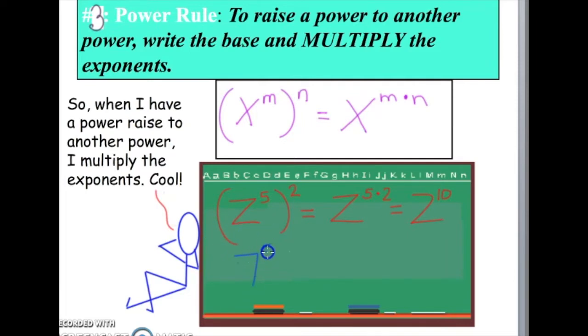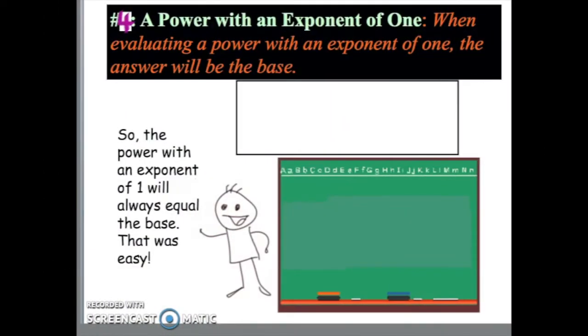7 to the 5th power is being raised by the 3rd power. Write out the base, so 7, and multiply my exponents. 5 times 3, which will equal 7 to the 5 times 3, the 15th power. Hope that makes sense.